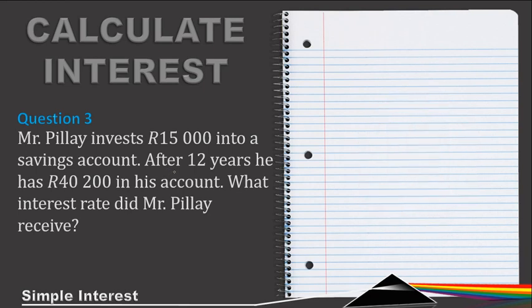Okay, and then for question 3, Mr. Pillay invests 15,000 into a savings account. After 12 years, he has 40,200 in his account. What interest rate did Mr. Pillay receive? So we have A equals P(1 plus i times n), and we list A, P, i, n, and collect all our necessary information. The principal amount is 15,000, and the final amount is 40,200. Then the interest is what we want to calculate, and the number of years is 12.